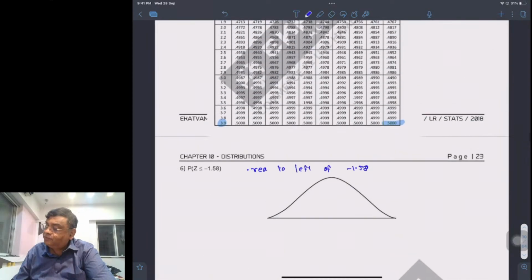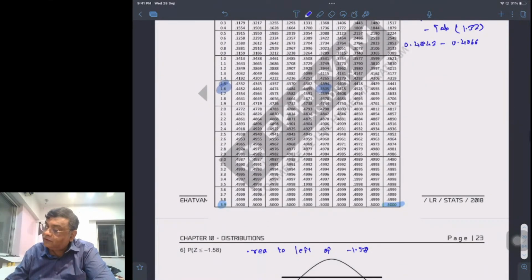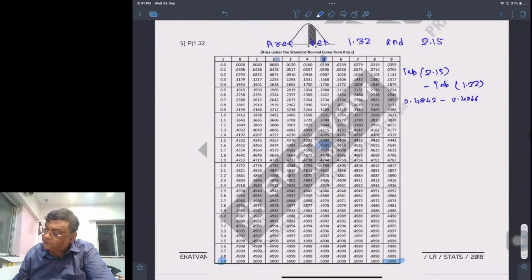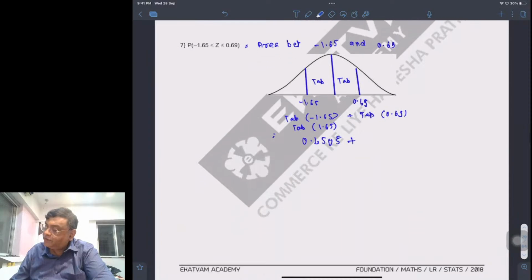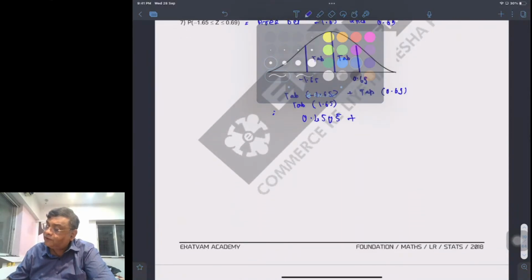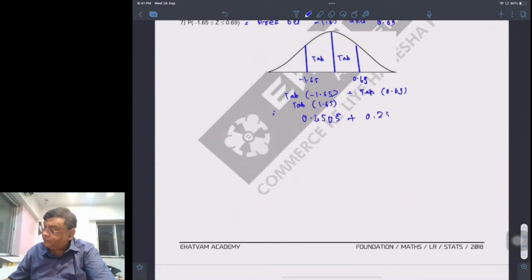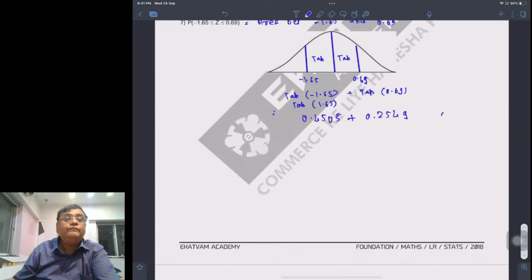Now what is the table value for 0.69? This is 0.6 and this is 9, and the value is going to be 0.2549. When you add, you are going to get an answer that you want.